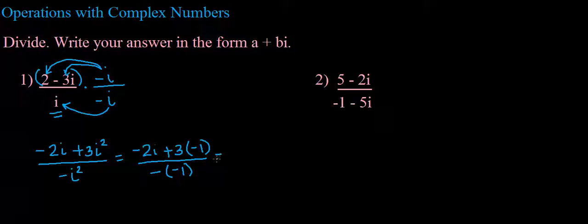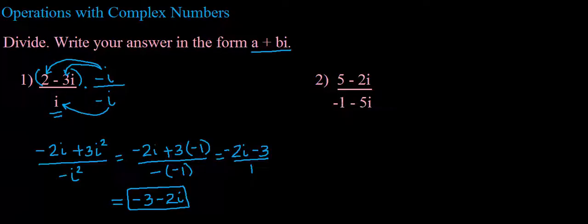So in the numerator, I end up with negative 2i minus 3, and in the denominator, I end up with a positive 1. Remember, we need to write our answer in the form a plus bi, where the real part goes in front. So I'm going to rearrange the terms: negative 3 minus 2i, and that's your final answer.